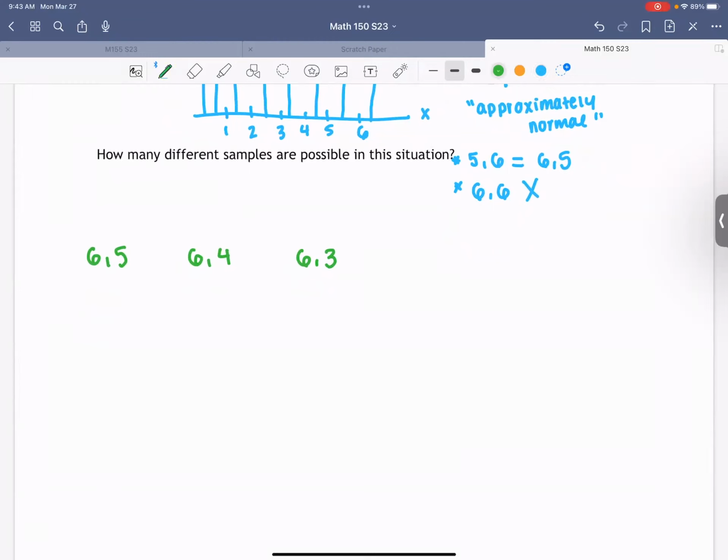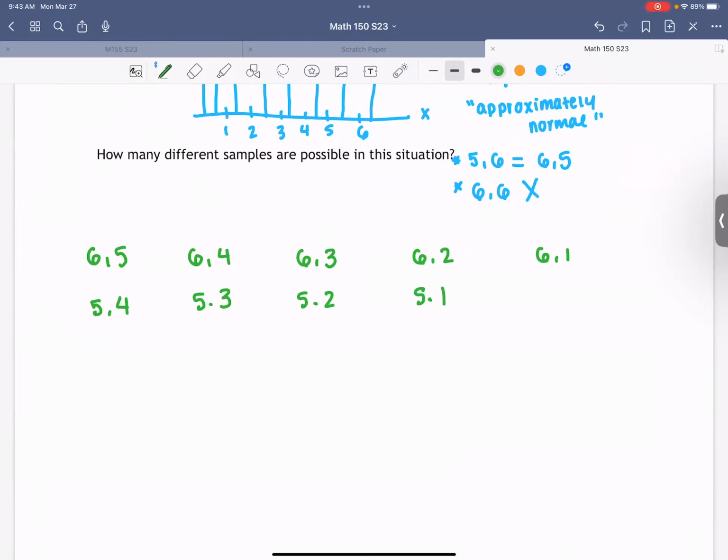I'm actually gonna write them out. So we had 6,4; 6,3; 6,2; and 6,1, right? Now I'm a little bit more methodological. I don't know if that's a word. But I like to write them out in a pyramid. So 5,4; 5,3; 5,2; 5,1.